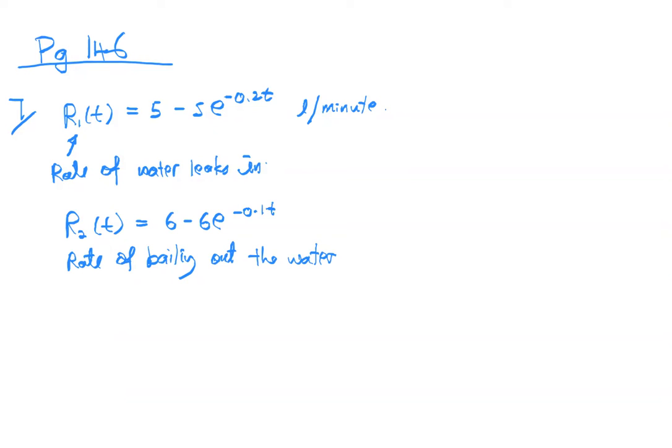After 2 minutes, at what rate is water leaking into the kayak and being bailed from the kayak? Okay, this part A should be straightforward, am I right? You should be able to do part A. t equal to 2, so R1(2). You just put it into your graphic calculator. You key in already, you can just do it. Okay, what is the answer?